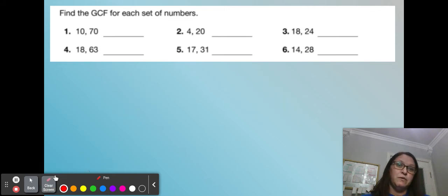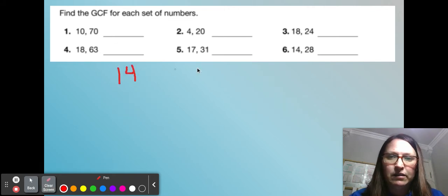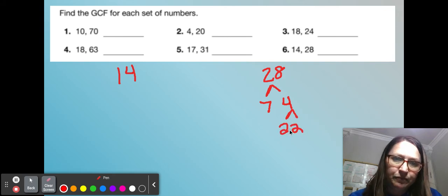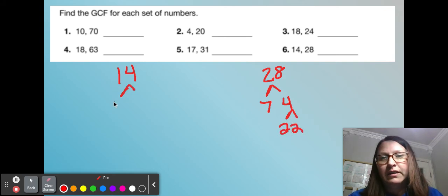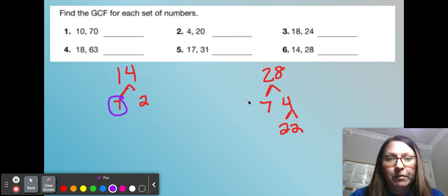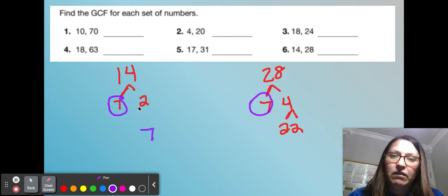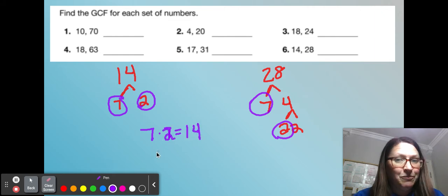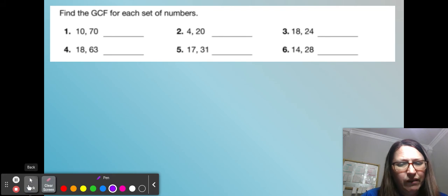Let's do number 6, 14 and 28. Okay, 28 is 7 times 4, and 4 is 2 times 2. 14 is 7 times 2. Now I'm done. Now I've got to find the common factors. So I've got a 7 in both numbers, so I'm going to put my 7 here. I've got a 2 in both numbers. 7 times 2 equals 14. So far, not too hard, right?